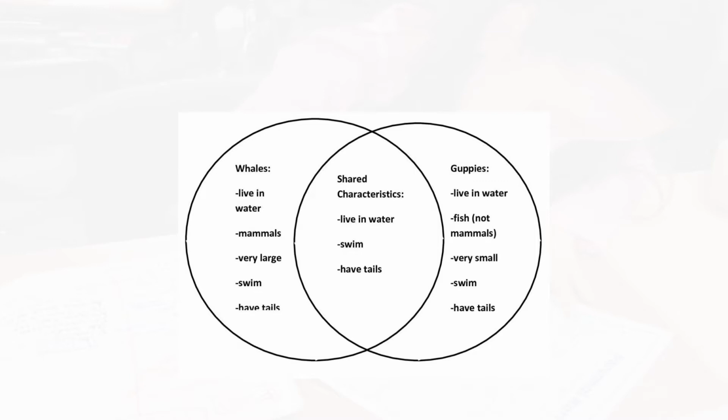You can see on the left we have whales live in water, they're mammals, they're very large, they swim, and they have tails. And on the right, guppies live in water, they are fish, not mammals, they're very small, they swim, they have tails. So if we want to find the shared characteristics between whales and guppies, we look in the middle, they live in water, they swim, and they have tails.